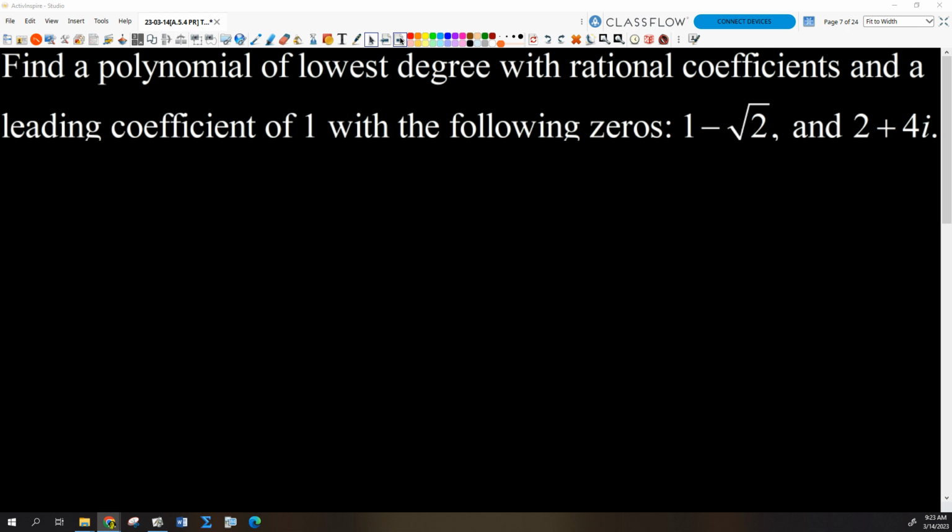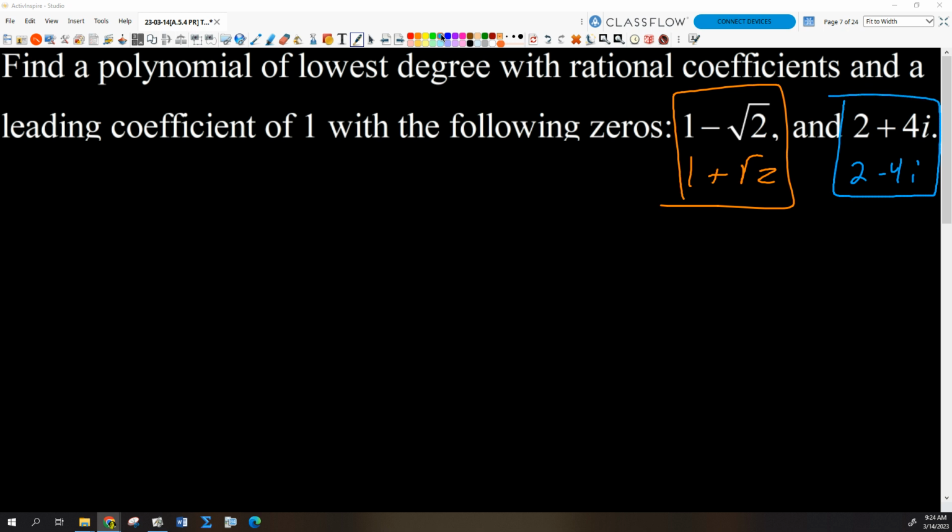If 1 minus square root of 2 is a 0, what's the 0 that goes with that? 1 plus the square root of 2. Exactly. Okay, so those go together. Those will be our orange zeros. If 2 plus 4i is a 0, what's another one? Okay. And so if I want to build a simple polynomial from this with a leading coefficient of 1, we'll make that part simple, I'm just going to have to take the product of all those, right?